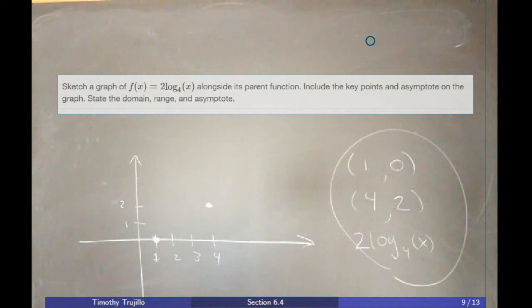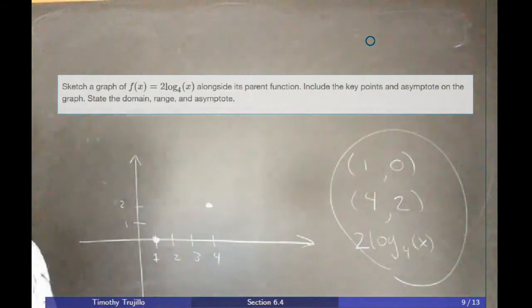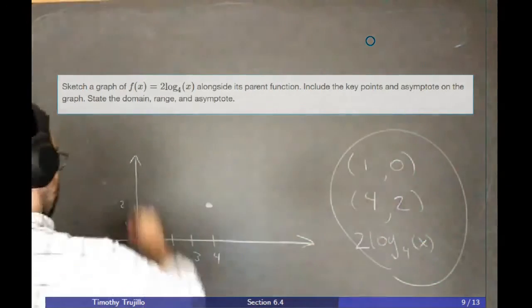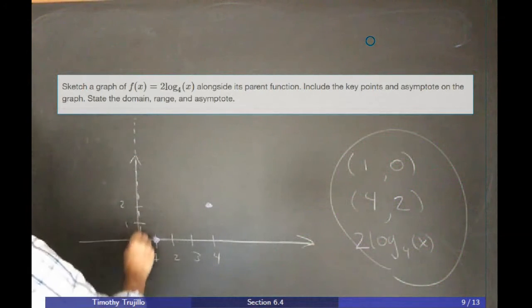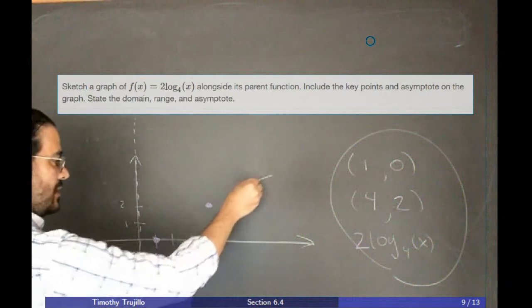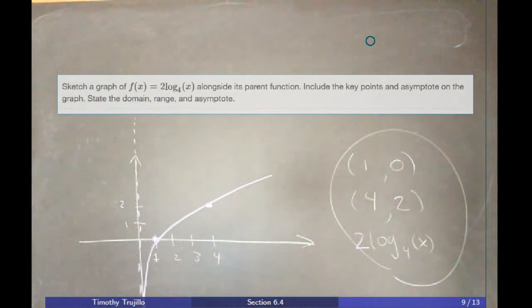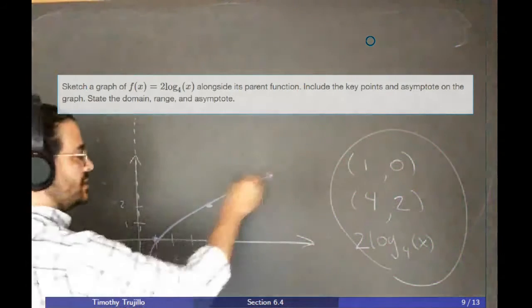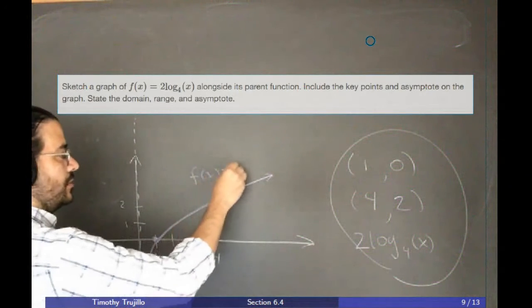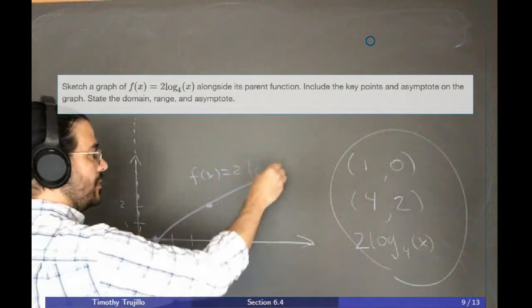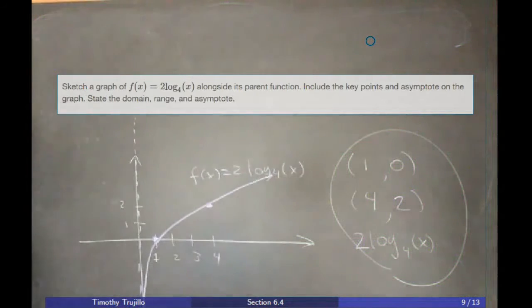And I guess I should also include the parent function as well. So let me go ahead and say, okay, there's also a vertical asymptote here that we should know about, an increasing function because the base is 4, it's greater than 1. And so here is a sketch of our function f of x is equal to 2 log base 4 of x.